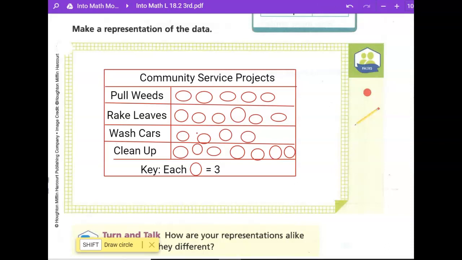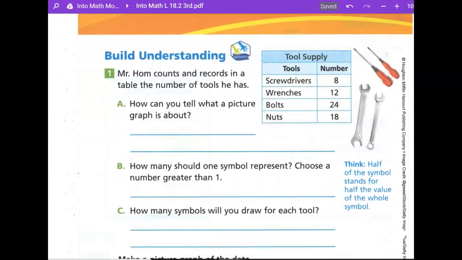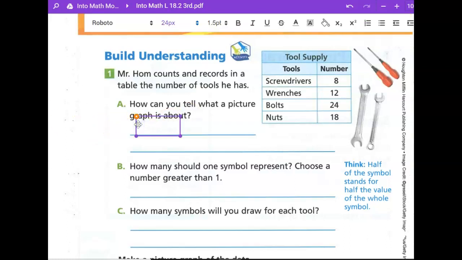And let's go ahead and go to the next page. Build your understanding. Mr. Halm counts and records in a table the number of tools he has. About how can you tell what a picture graph is about? Where do we look for the picture graph? Well, as we discussed yesterday, we can look in the title. So we're going to put school supply here.